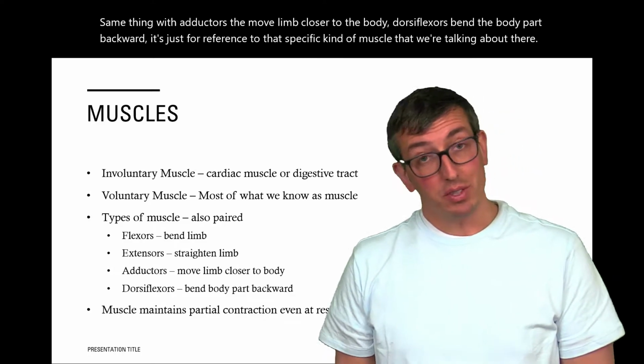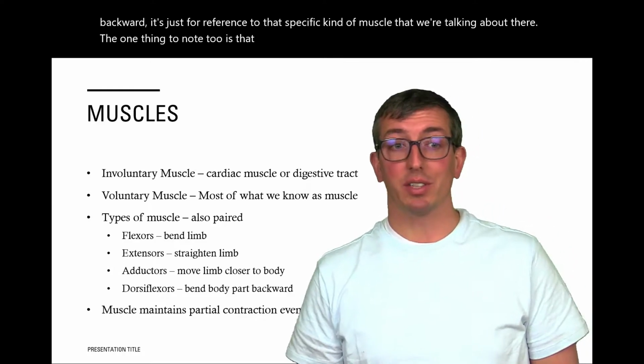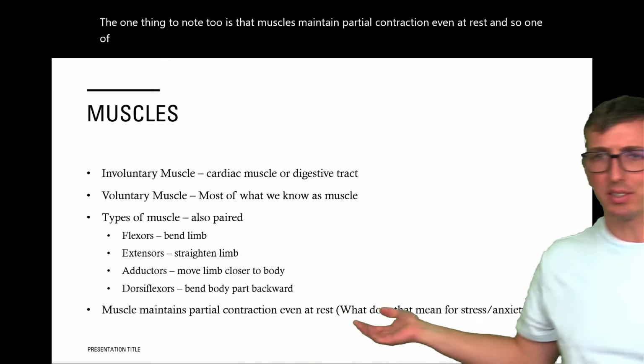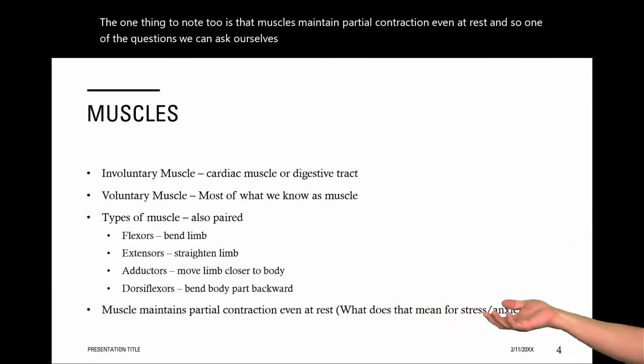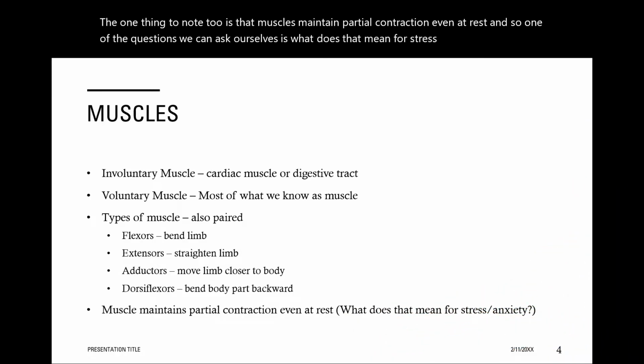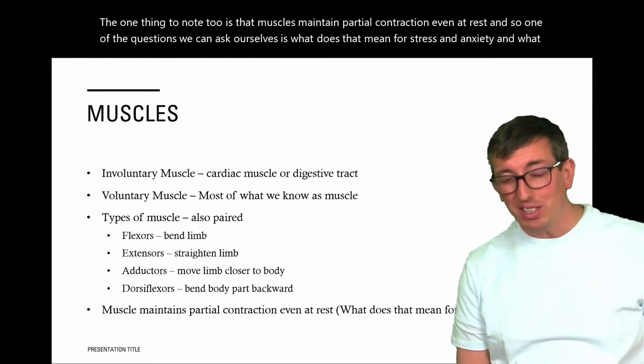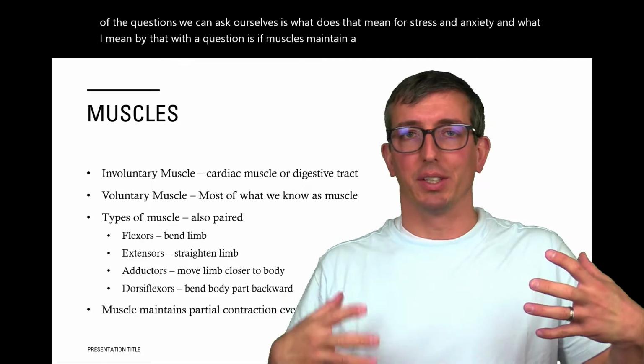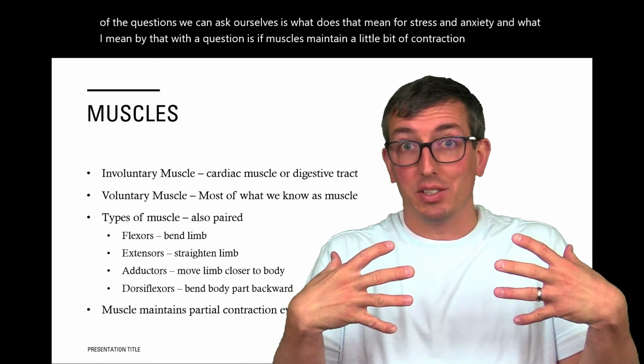The one thing to note too is that muscles maintain partial contraction even at rest. And so one of the questions we can ask ourselves is, what does that mean for stress and anxiety? And what I mean by that with the question is, if muscles maintain a little bit of contraction, what happens when they maintain too much contraction?